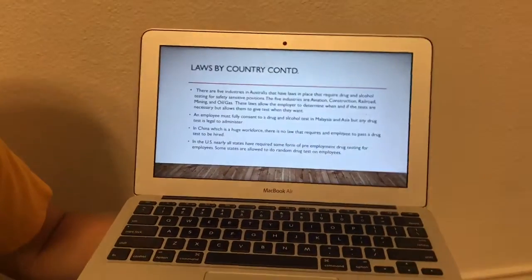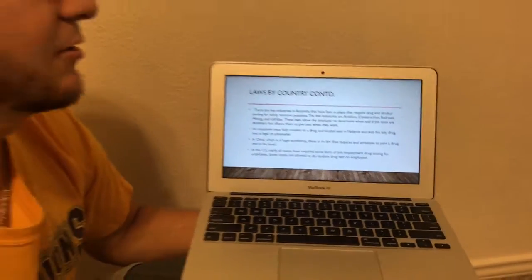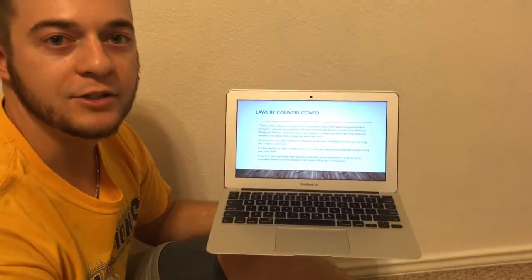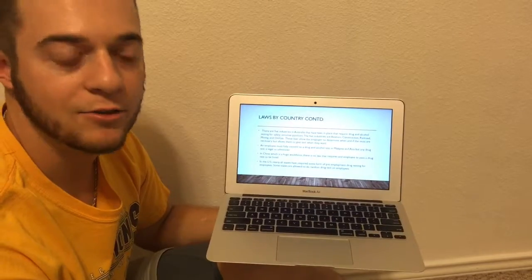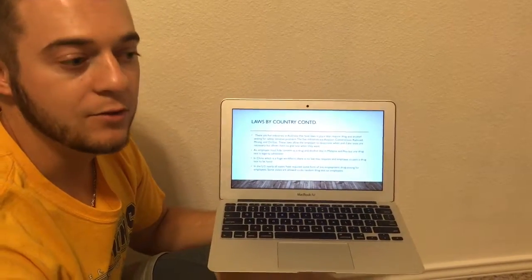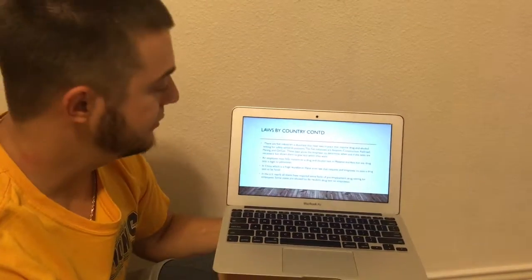But an employee must fully consent to a drug and alcohol test. In Malaysia and Asia, any drug test is legal to administer. So the urine test or the hair test or any of the tests they want to administer is legal if the employee consents to it.